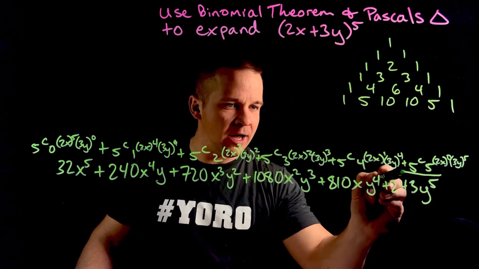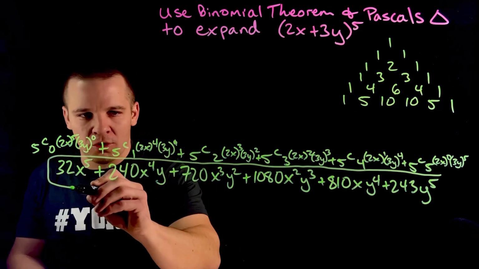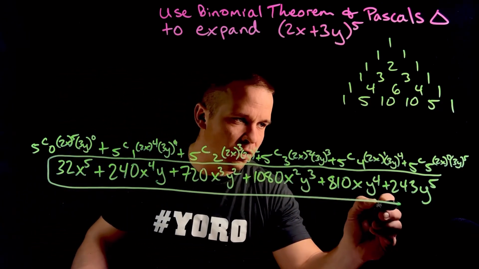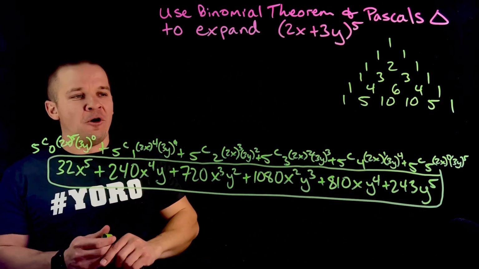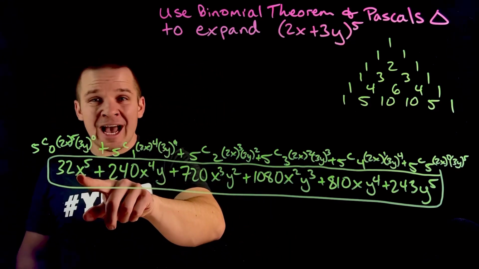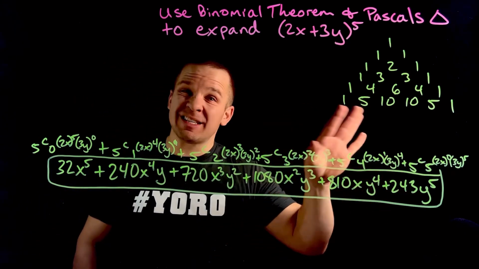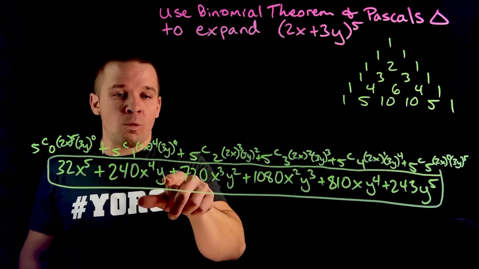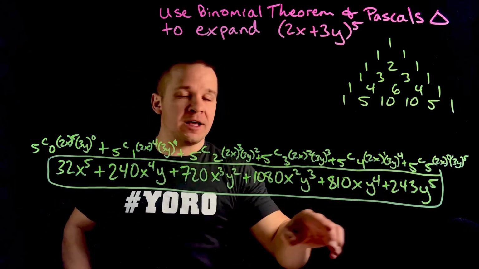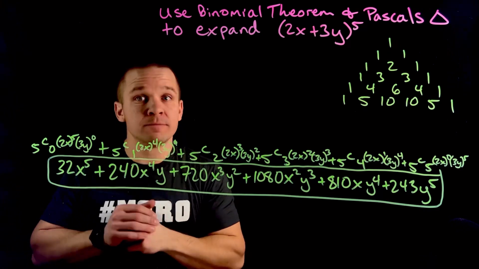Oh, my goodness. Stay with me, folks. I got to circle this whole thing. Fully expanded. That is dope. Let's double check some things, though. The x is raised to the 5th, then the 4th, 3rd, second, first, it's gone. No y, y to the first, second, third, fourth, fifth, works its way down, works its way up. That is dope and awesome.